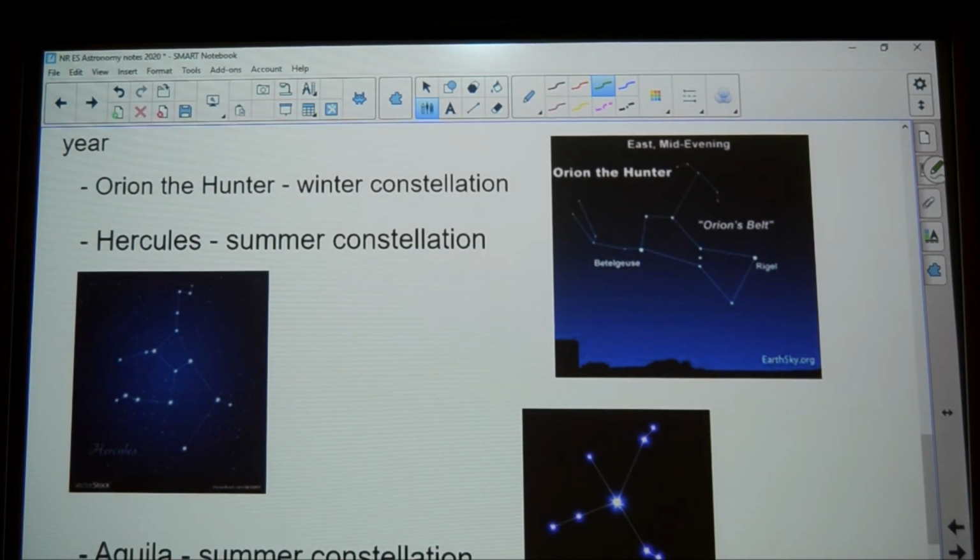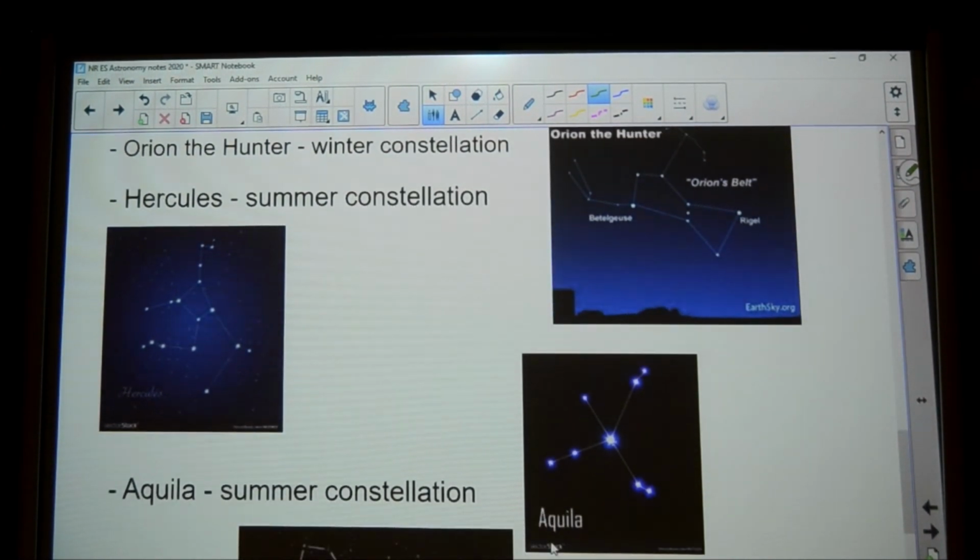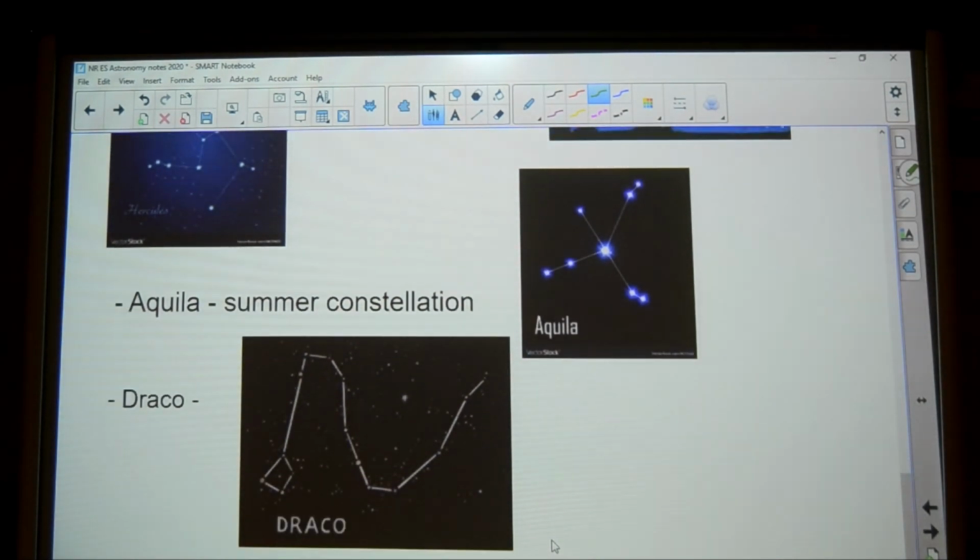All right, in the notes I put other constellations for you to look at that are going to be seasonal constellations. Remember, your constellations are groups of stars that take on an image. Draco on the bottom is supposedly a dragon. Constellations are based on Greek mythology.